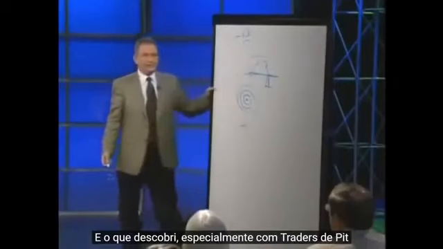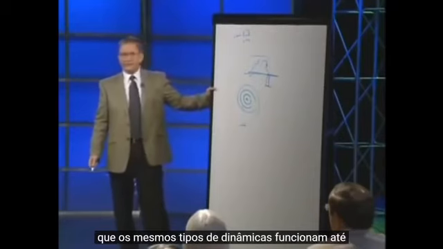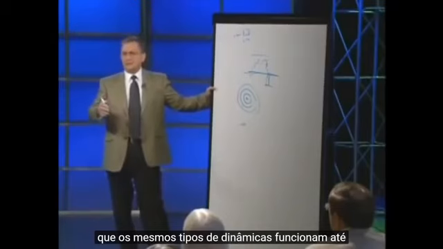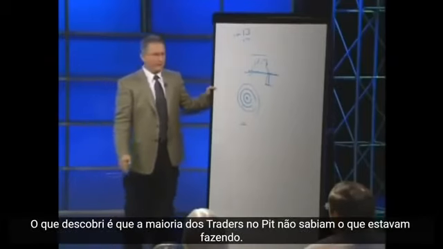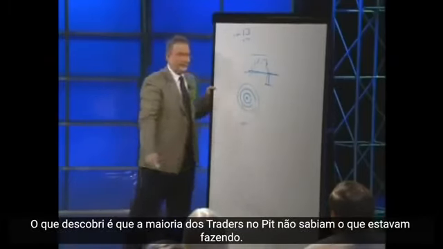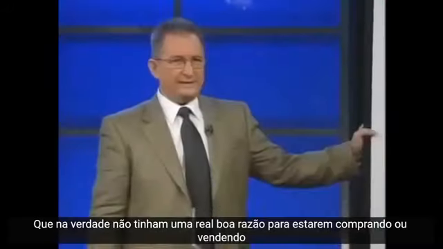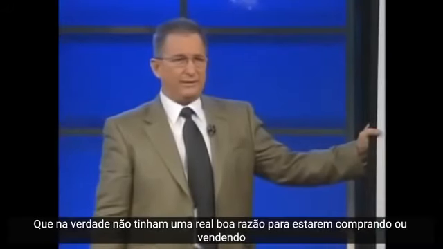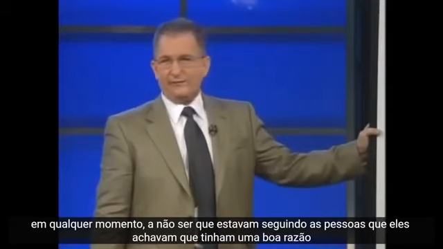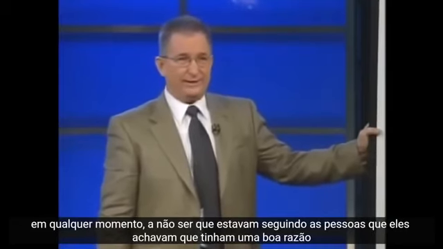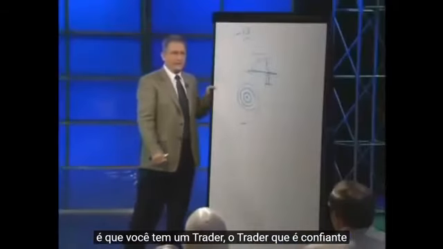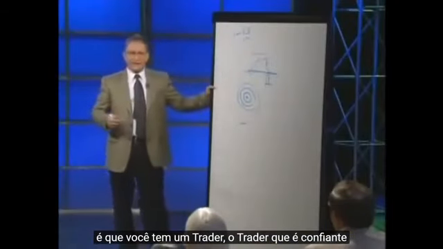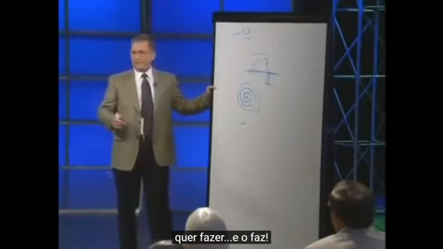And what I found is that, especially with floor traders, and really the same kind of dynamics work even with off the floor traders in the general market itself, most floor traders did not know what they were doing, in the sense that they didn't have a real good reason for buying or selling at any given moment, other than the fact that they were following the lead of other people who they thought did have an idea of what they're doing. So you've got the trader who's confident, knows exactly what he's doing, why he wants to do it, and does it.